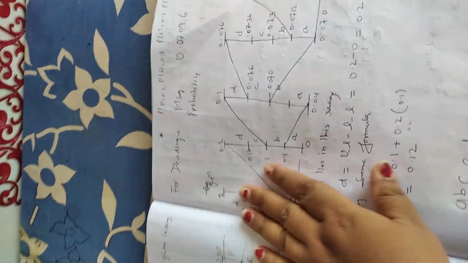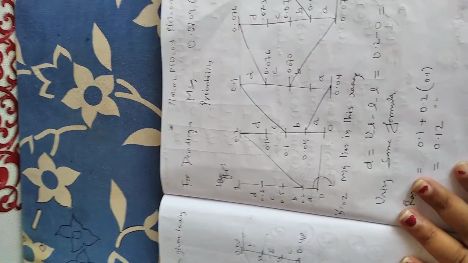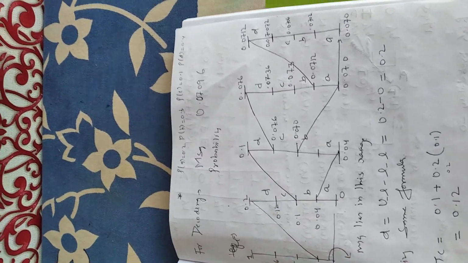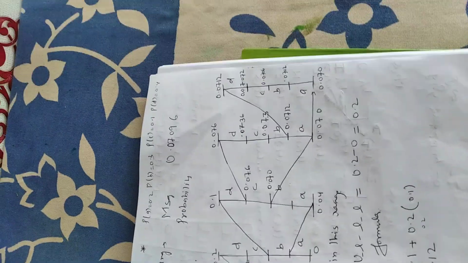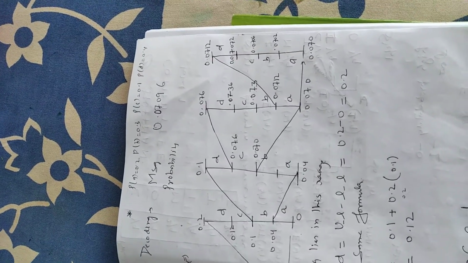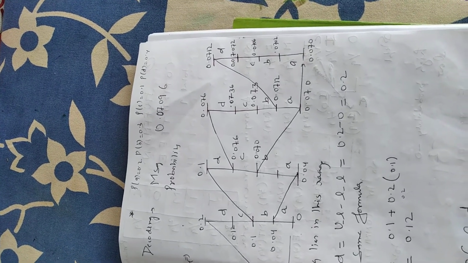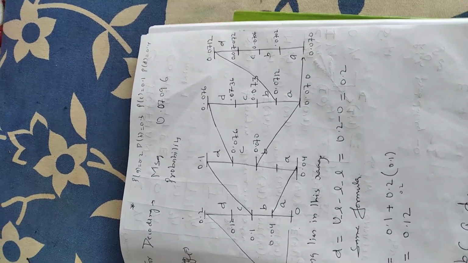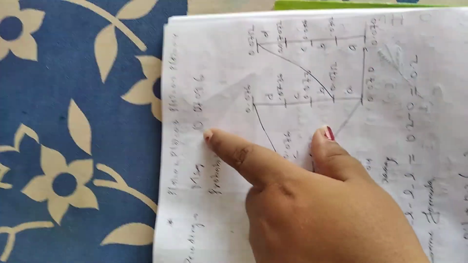So class, now we know how to encode the message using arithmetic coding. We get our final message. The final encoded message was 0.07096. Now let's see how the destination end will decode the same message to get the original text. So this was my decoding message.